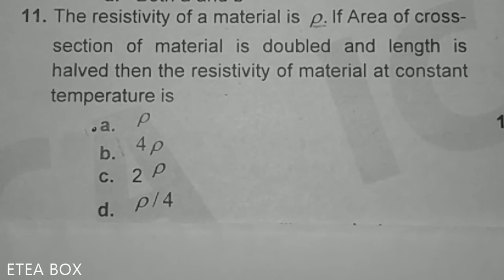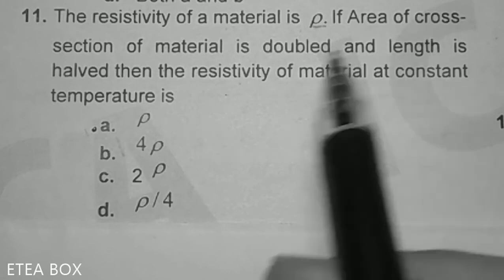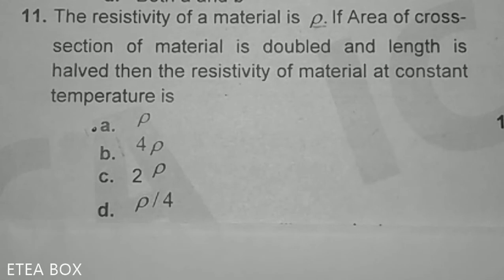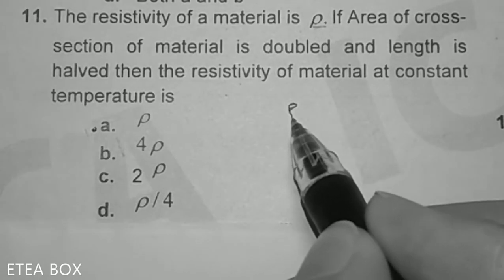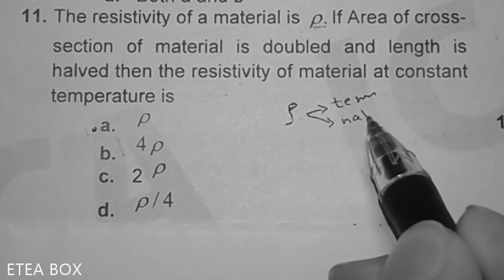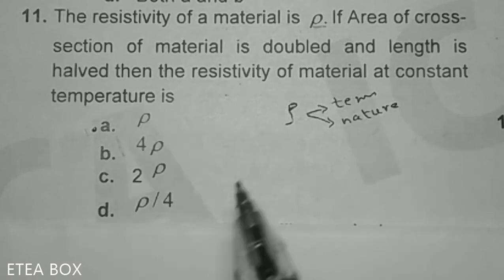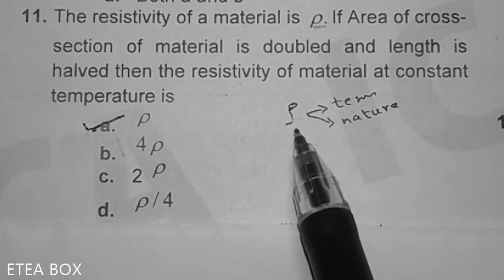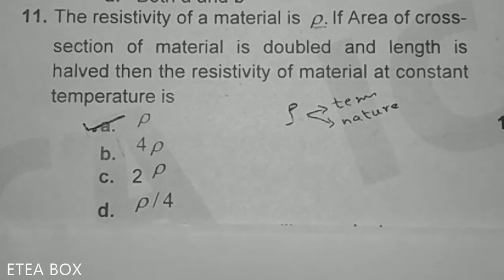The resistivity of a material, if area of cross section of material is double and the length is half, then the resistivity of material at constant temperature is. Now look at here, temperature is constant. This rho only depends upon the temperature and nature of material, okay? Look here, the temperature is constant. It means that the rho will also remain constant, okay? This rho does not depend upon the dimension, okay? So here option A is correct.